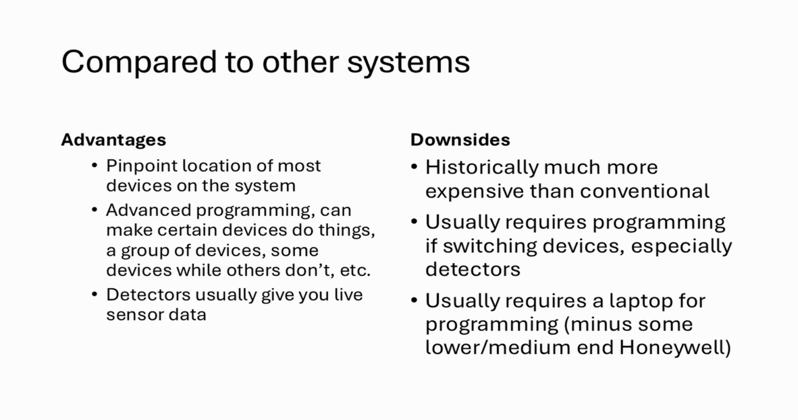Compared to other systems, addressable systems can show you the pinpoint location of most devices on the system. The programming is much more advanced, and detectors usually give you live sensor data. On the other end, they have been historically much more expensive than conventional systems. They usually require programming if switching a device, especially detectors, and they usually require a laptop for programming, minus low-end Honeywell systems.